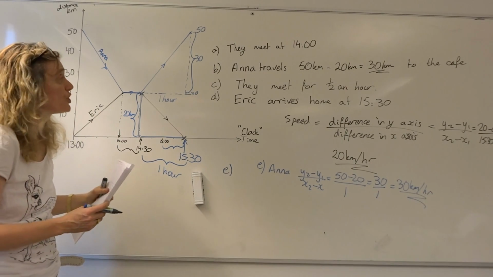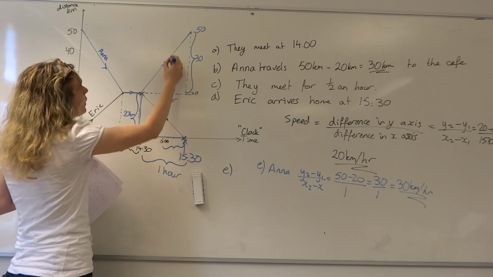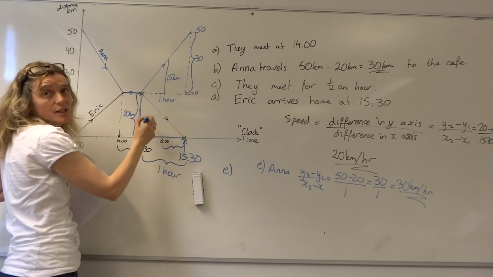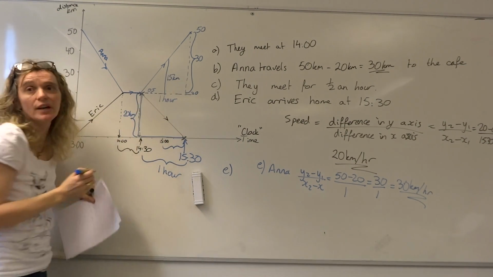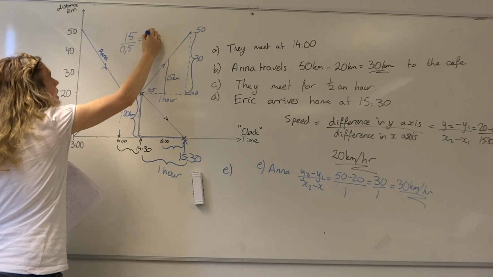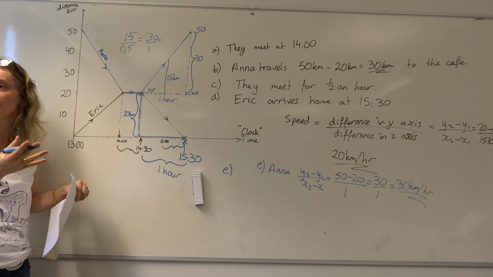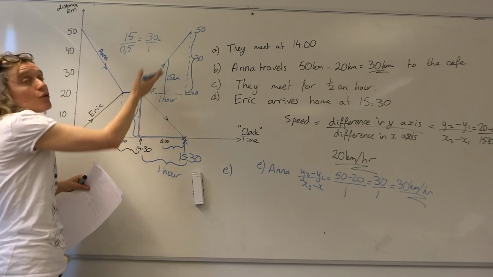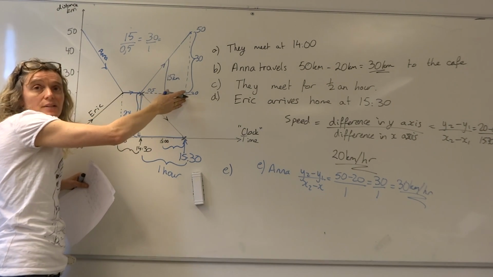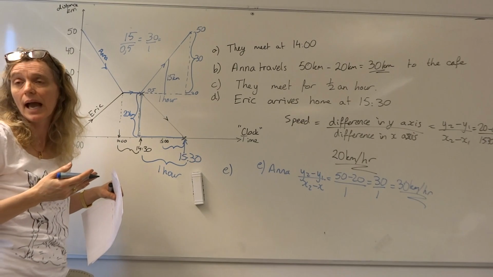And it wouldn't have mattered which points I'd chosen. Let's say that I'd taken half an hour here. What would I have got? Well, my distance for half an hour would have been 15 kilometers divided by half an hour. What's 15 divided by half? That's the same as 30 divided by 1. So I'd have got exactly the same speed, even if I'd chosen a different point on the graph. And that's the beauty about graphs. It doesn't matter which point you choose, as long as you divide the difference in the y-axis by the difference in the x-axis, you will get the correct gradient. Okay? How steep the graph is.